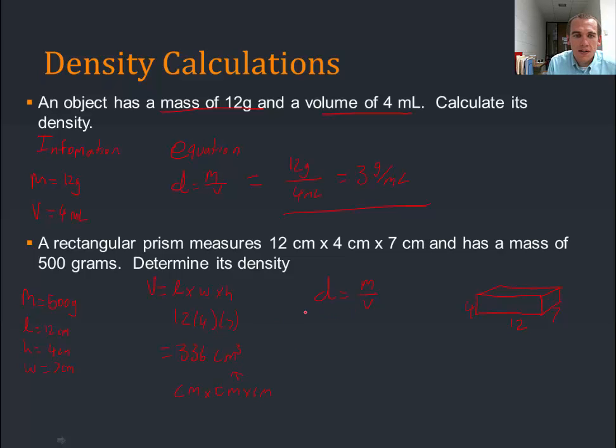The volume we just found is 336 cubic centimeters, and it tells me mass of 500. So I'm going to take 500 divided by 336. 500 divided by 336 is 1.488. And this would be grams per cubic centimeter. So just use your formulas. It's pretty straightforward to calculate density.